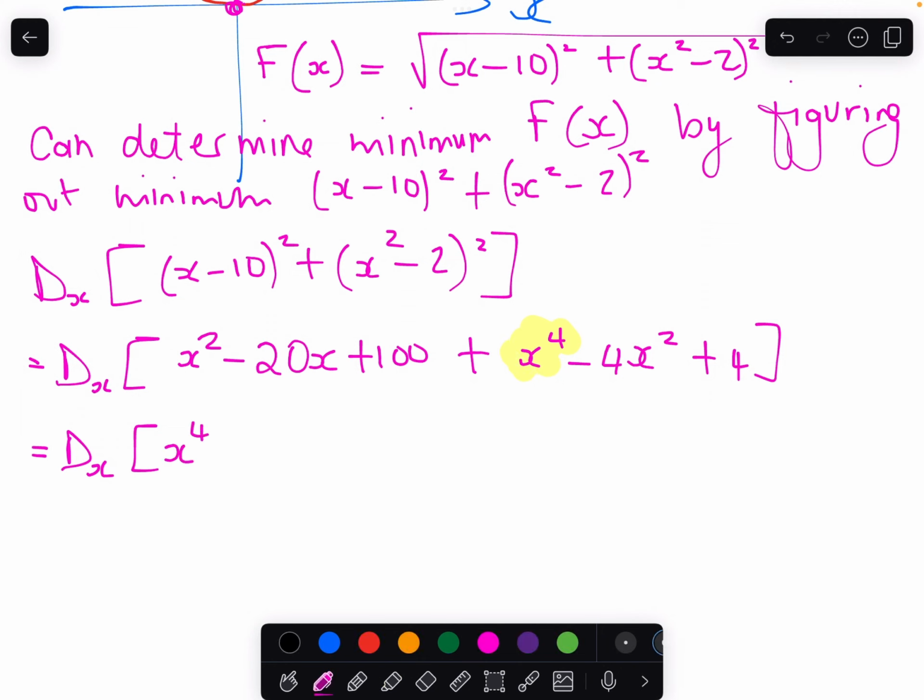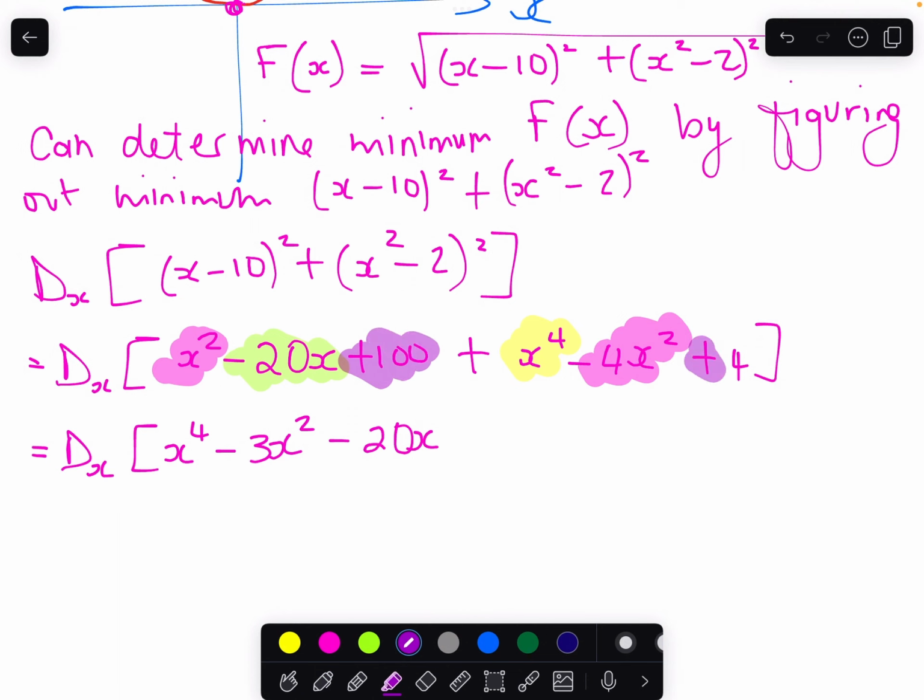Then next up we have some x squared terms. So this is one of them. This is another one. So they add up to minus 3x squared. And then we have some x terms. So minus 20x. Yep, that's it. So that'll be minus 20x. And then we have our constants, which add up to 104.